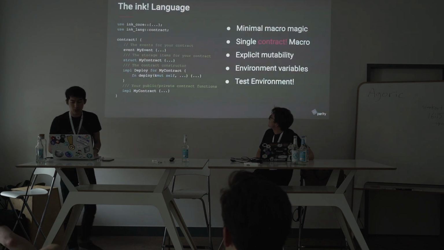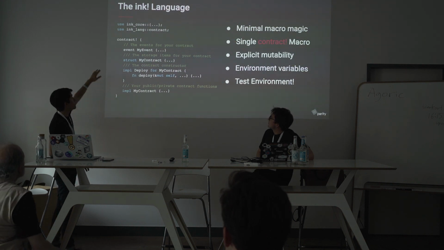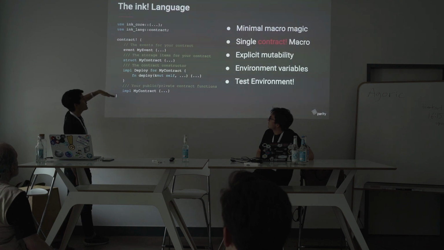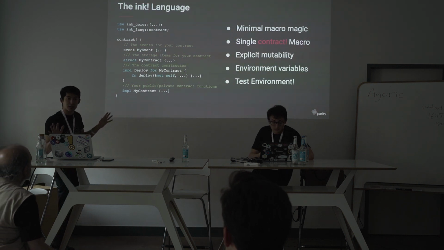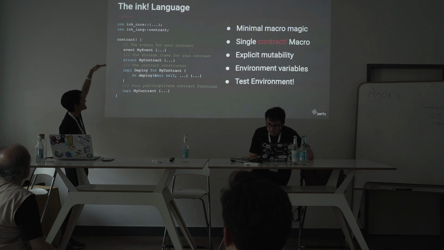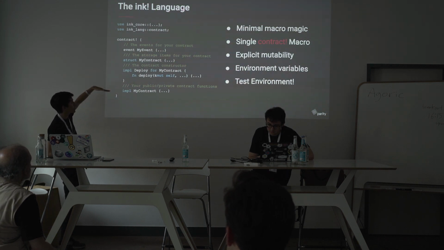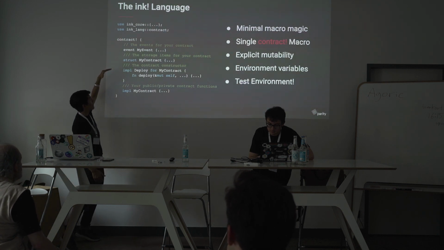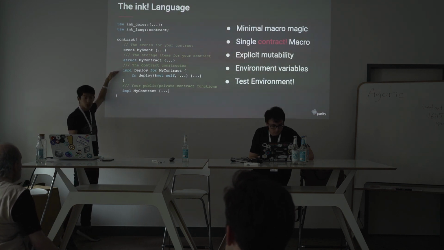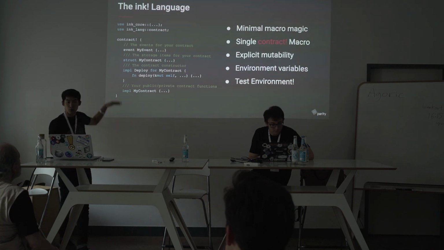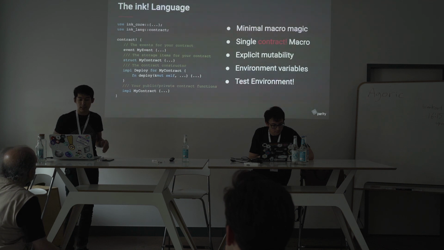So let's look at the Ink language. It's just one macro here. You see there's a contract macro, and within that is mostly just real Rust. There's a few things we do in the macros to make it more ergonomic, but basically it's just one macro and then pure Rust. And you can see the components inside this macro are what you might expect: things like events, storage, a deploy function or constructor function, and then any public or private functions you want to implement. We'll walk through real quick what each of these different components may look like inside.